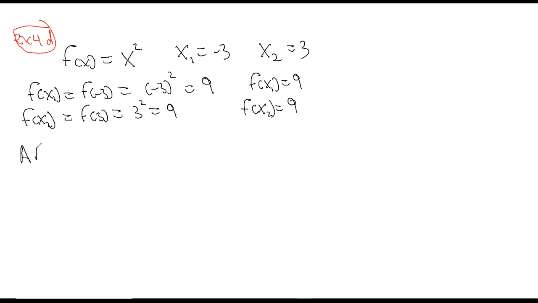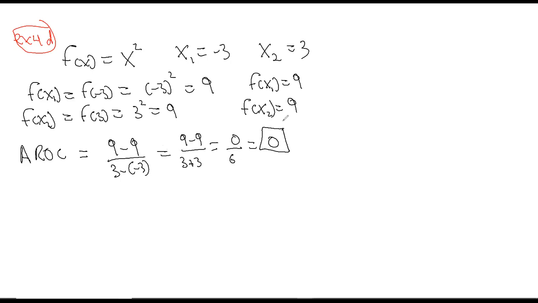So our average rate of change, using the formula that we are supposed to memorize from the previous page, f of x2 minus f of x1 is 9 minus 9, over x2 minus x1, that's 3 minus negative 3, which is 9 minus 9 over 3 plus 3, which is 0 over 6, which is 0. So the average slope from negative 3 to positive 3 of the function x squared is equal to 0. Now, we haven't seen an average rate of change that was 0 in the previous examples.